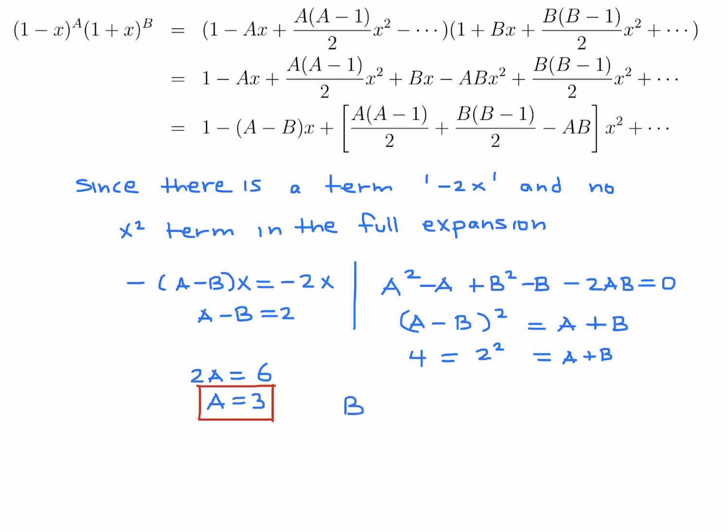And this one will quickly give me a value for b. b is going to be equal to 1. So I've got a and b so far. And in a very similar way, we're going to get the numerical values for c, d, e, and f.